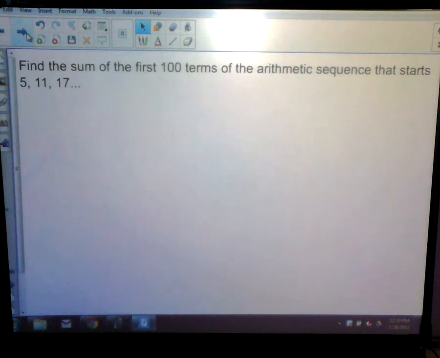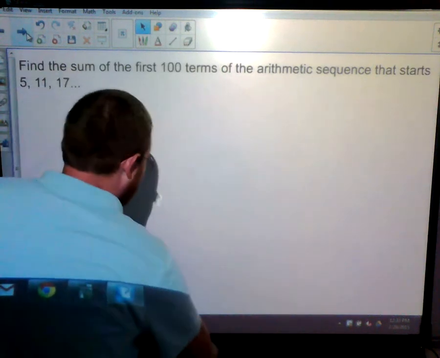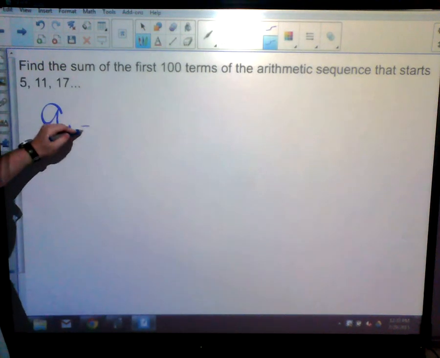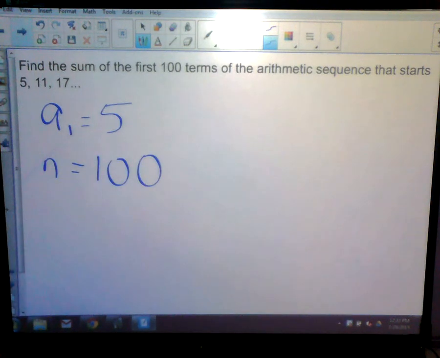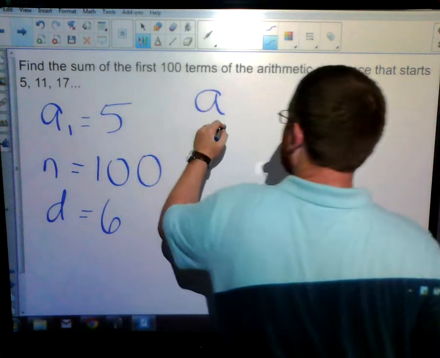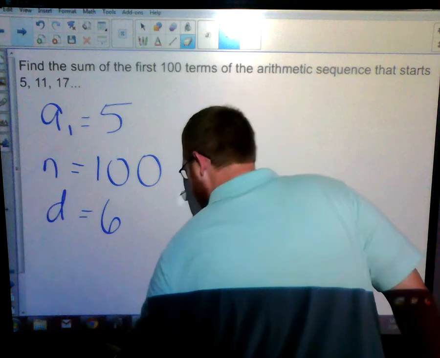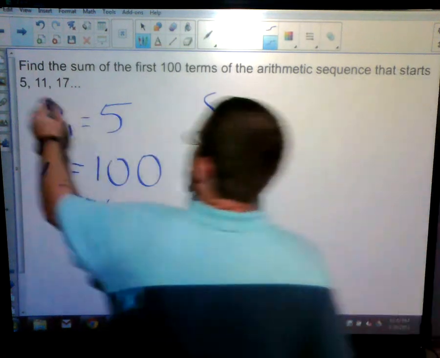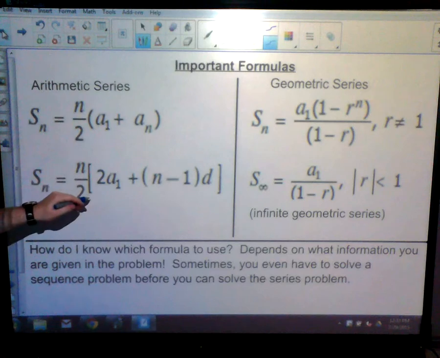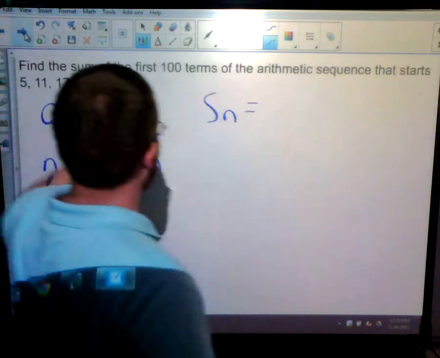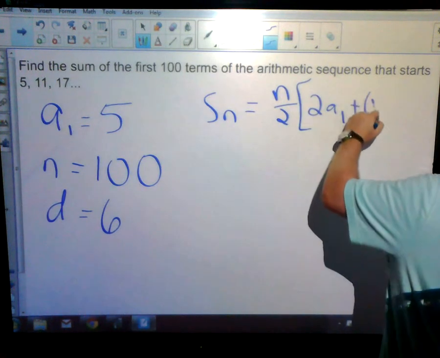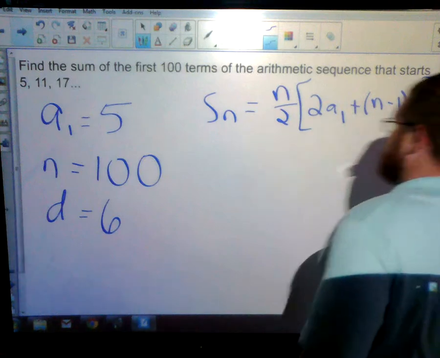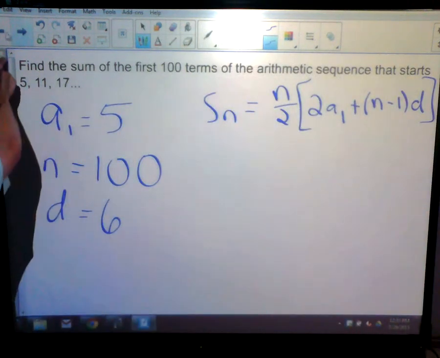The sum of the first 100 terms of an arithmetic sequence starts like this. So I know that a sub 1 is 5. I know that n is 100. I don't know what a sub n is, but I know that d is 6 because I'm adding by 6 each time. So I'm going to use the formula S sub n equals, I forget what the formula is, n over 2, 2a sub 1 plus n minus 1 times d. I think that's the formula.